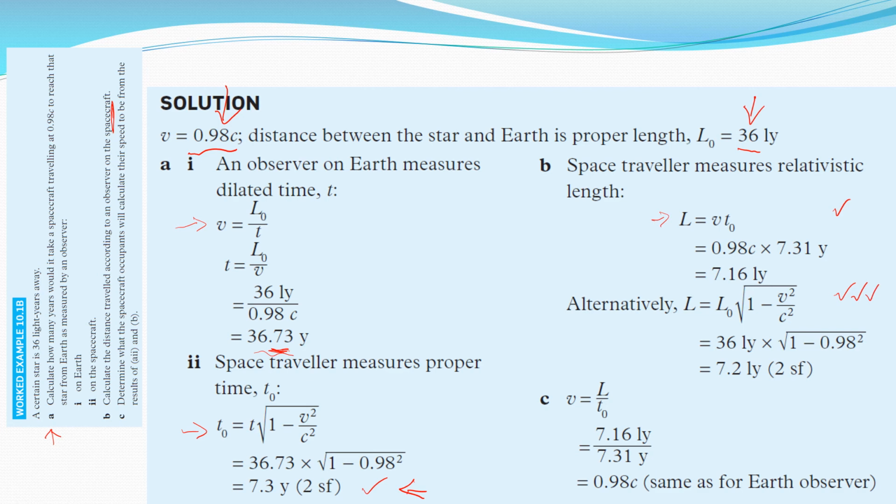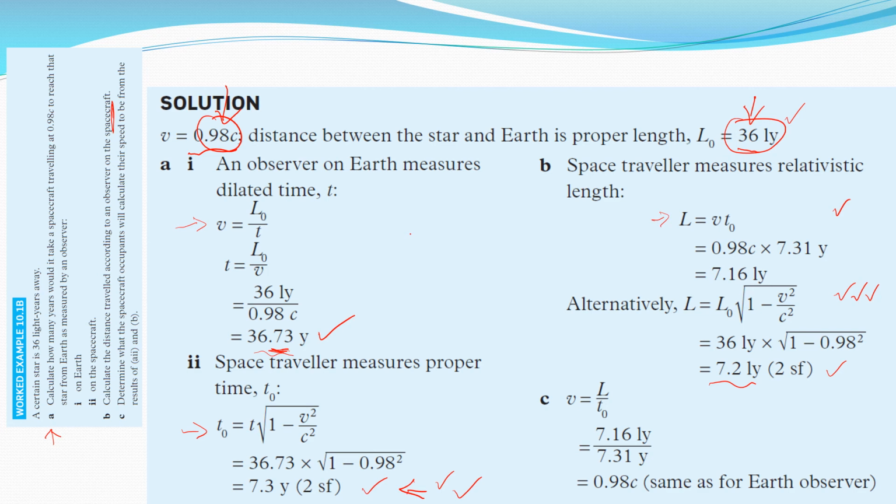If you plug the numbers in, it comes out as 7.2 light years. So the funny thing about this is you're travelling at 0.98 the speed of light for 36 light years. Sorry, on Earth it takes just over 36 years for you to do the trip. That was that one there. To you, it takes 7.3 years, and the distance you're travelling is 7.2 light years, is how far you appear to be travelling.